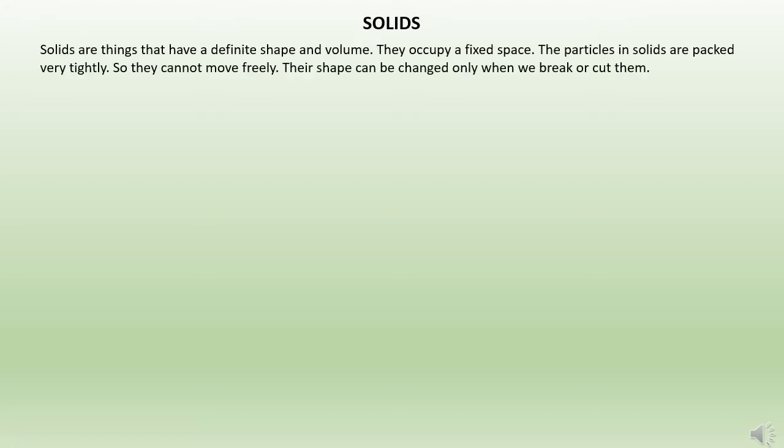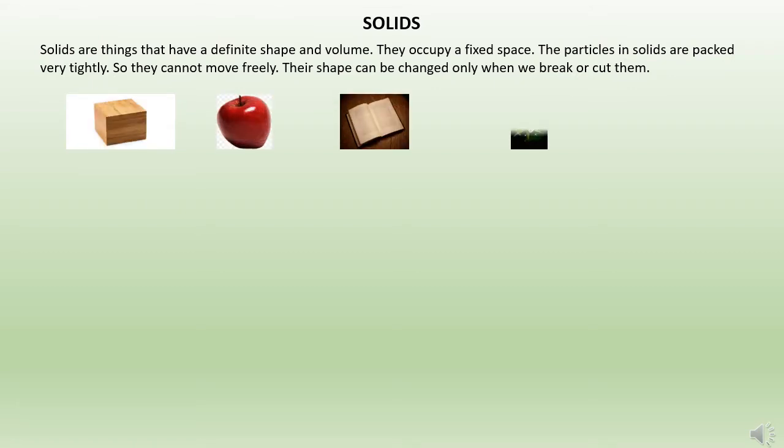Okay, here are the properties and examples of solids, liquids and gases. So let's start with solids. So solids are things that have a definite shape and volume. They occupy space and the particles in solids are packed very tightly. So they cannot move freely. And the shape can be changed only when we break or cut them. For example, we have wooden box, apple, we have a book, rose, and pebbles.